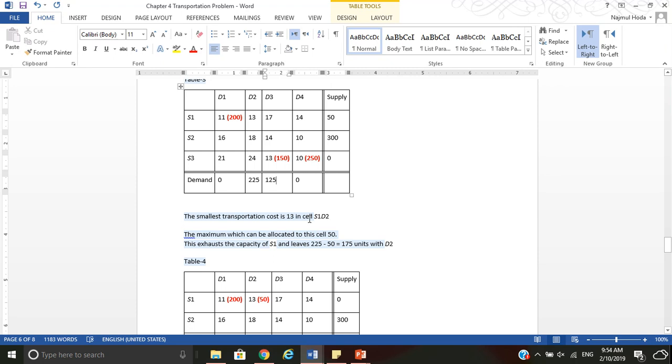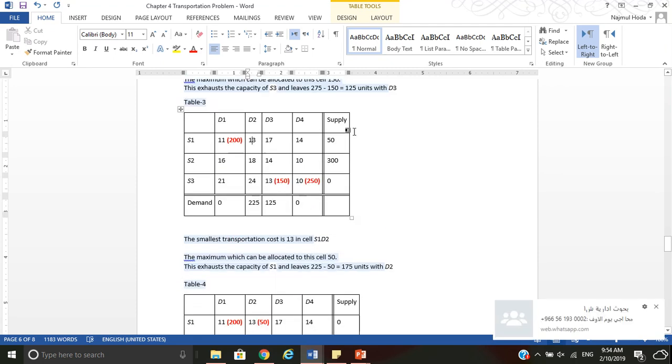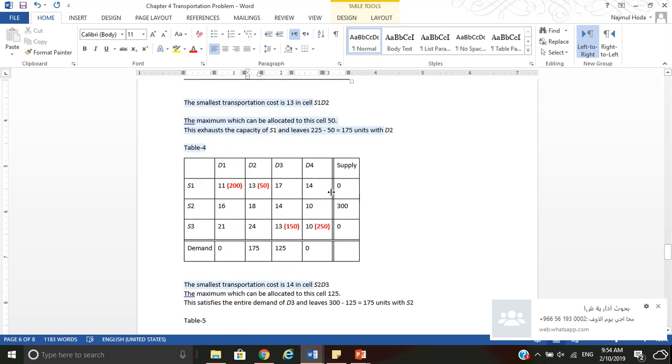Now the next lowest cost is again 13 here. Now this 13, what happens? We look at the supply and demand. This is 50, this is 225. You will write 50 here. When you write 50, this becomes 0, this becomes 175.